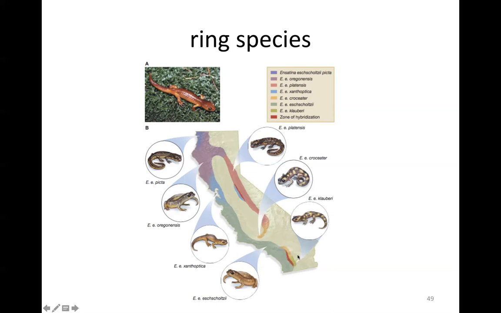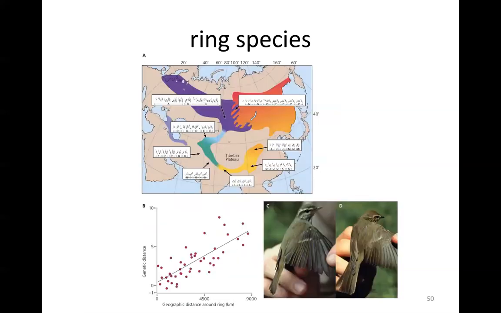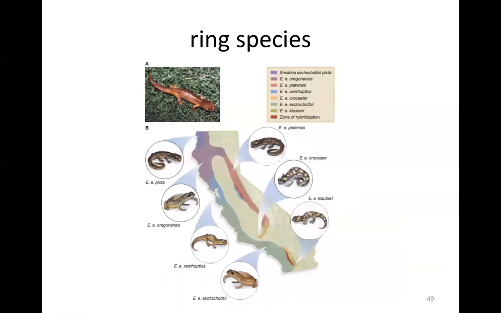And this guy also doesn't mix with the green. So on one side, they are connected, or they have been connected until recently, but on the other side, not. This is kind of cool, yeah, the ring species, I think, is a cool phenomenon.